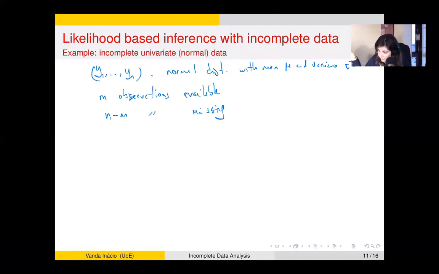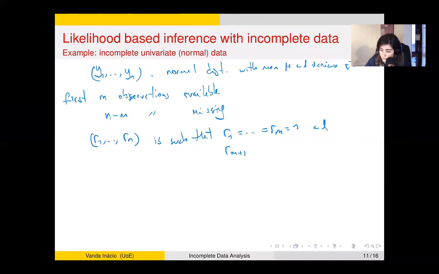So let's assume first we have m observations available, and my R1 up to Rn is a vector of the same dimension as my complete data, y1 up to yn. Because we are assuming that the first m observations are available, we know that r1 up to rm are equal to 1, and rm plus 1 up to rn are equal to 0 because they correspond to the missing observations.